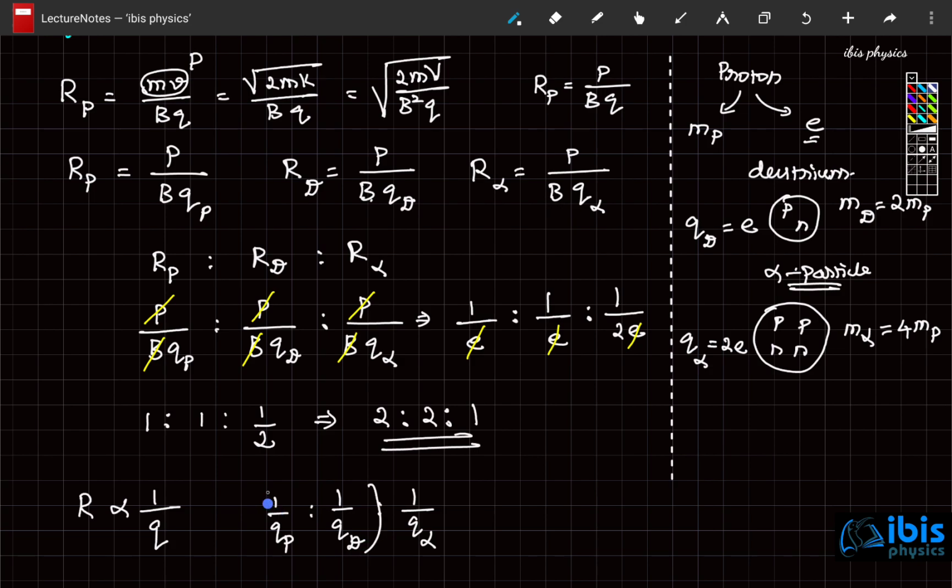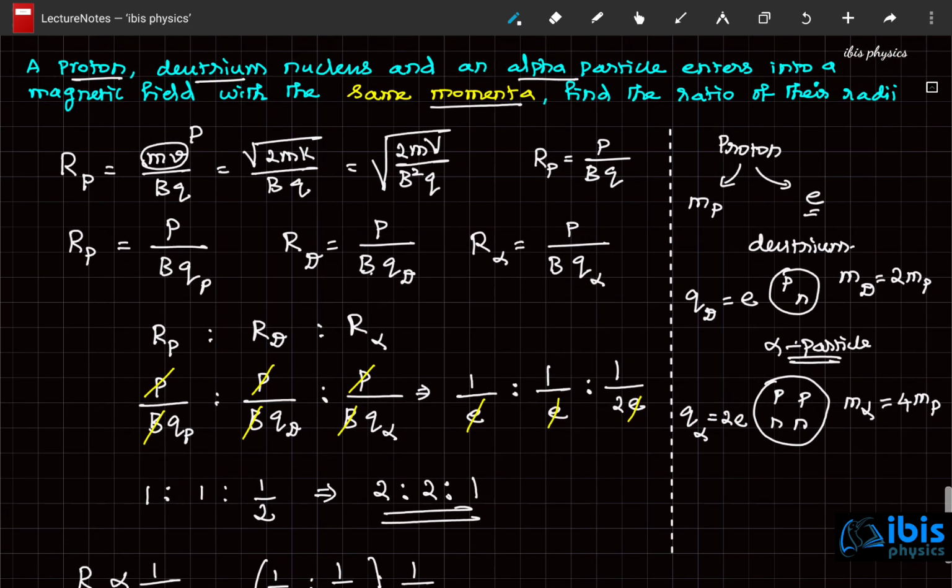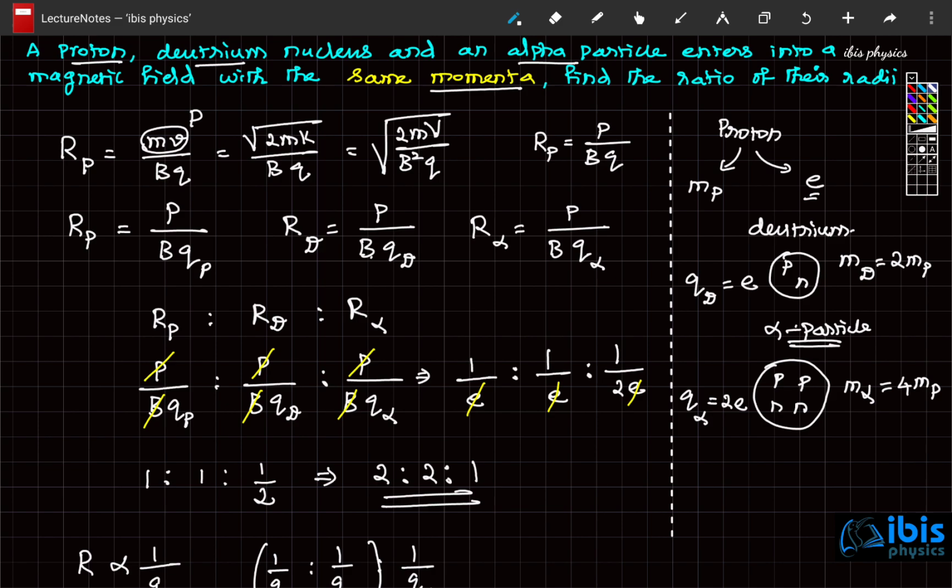If they ask what is the ratio for the proton and the deuteron, they both have the same charge, so the ratio of the radii is 1:1 if their momenta are the same. Okay. The next part of this problem: if they all have the same kinetic energy, we will see what happens.